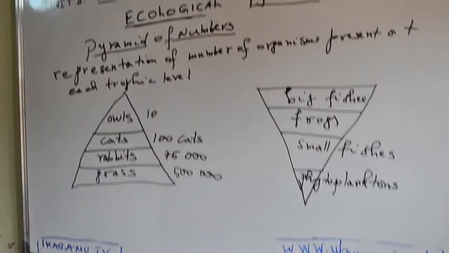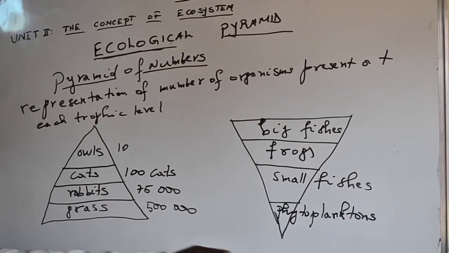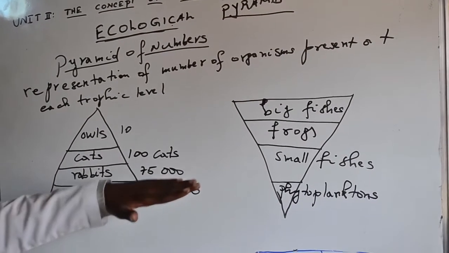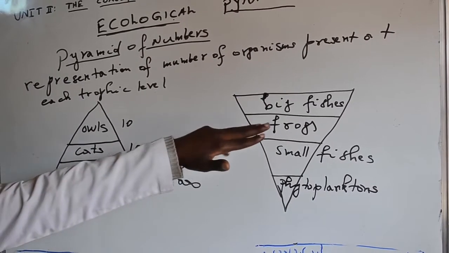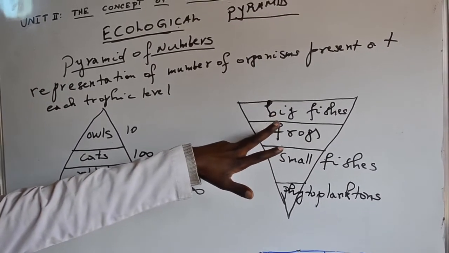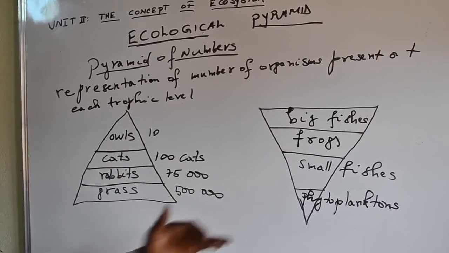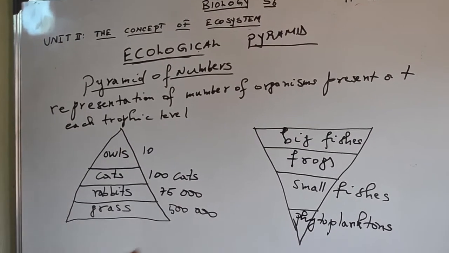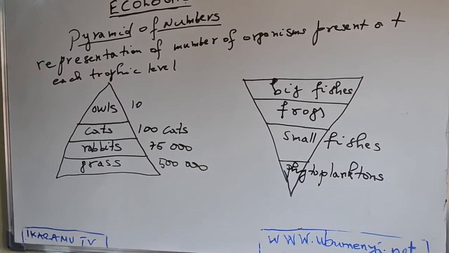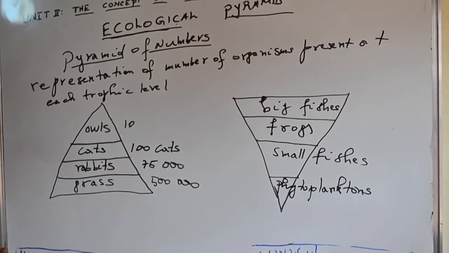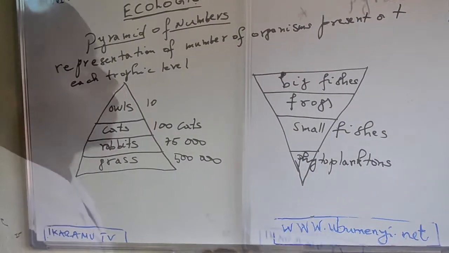This shows that this phytoplankton is a producer. Small fishes are the first consumer, frogs are the secondary consumer, big fishes are the tertiary consumer. And as we move up, the numbers decrease. This is all about the pyramid of numbers. We are now moving to the second pyramid, which is the pyramid of biomass.